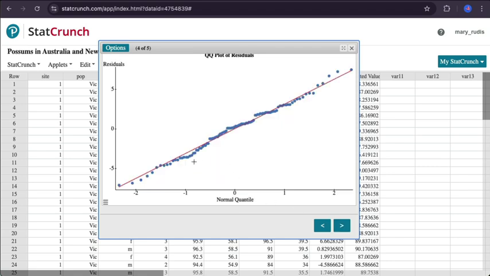And there's our QQ plot of the residuals too, that shows that they're fairly close to that straight line, which means that the residuals themselves are in fact normally distributed.